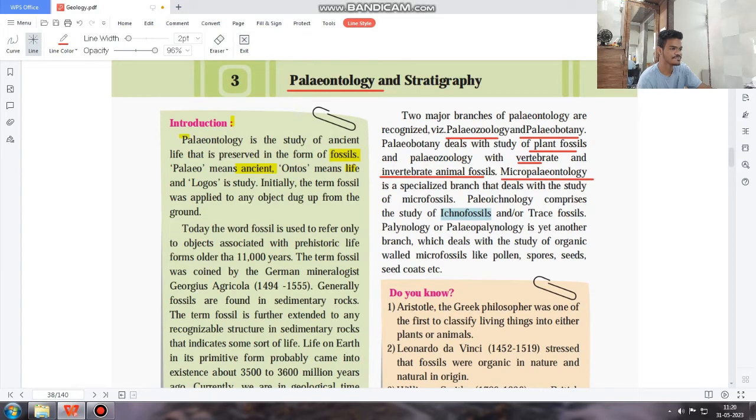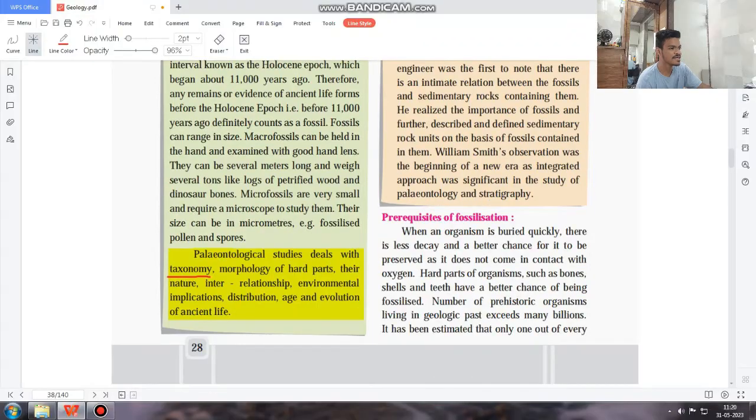Another field is micropaleontology. Micro means small, so it deals with microfossils. Paleoichnology comprises ichnofossils or trace fossils. Trace fossils we will study in this chapter, I'll tell you later. Palynology is another branch which deals with the organic world microfossils like pollen, spores, seeds. It's actually paleobotany only, but with more micro things inside that. So come down.